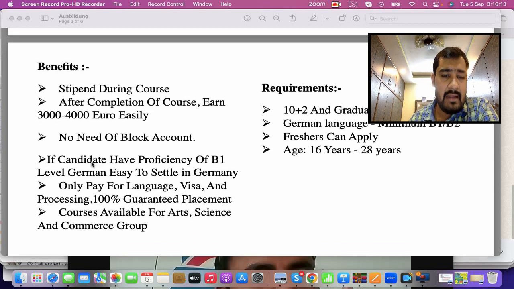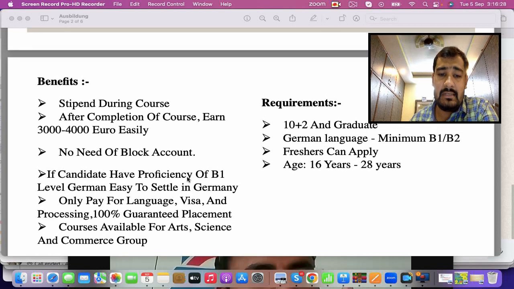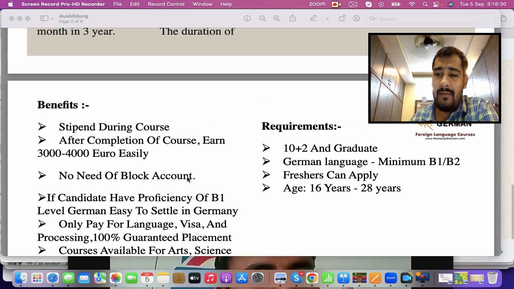If the candidate has proficiency of B1 level, it's very easy to start the process and get settled there. B1 is for the hotel management candidates and B2 is mandatory for the nursing candidates. So please be clear: if you are going for nursing Ausbildung, the eligibility from the language end is B2 level of German, and for the hotel management Ausbildung, it's B1.